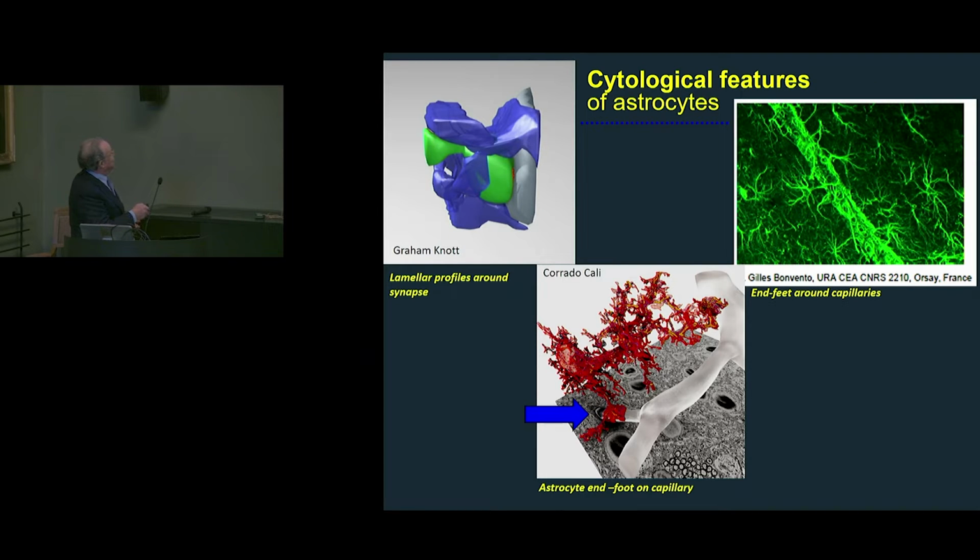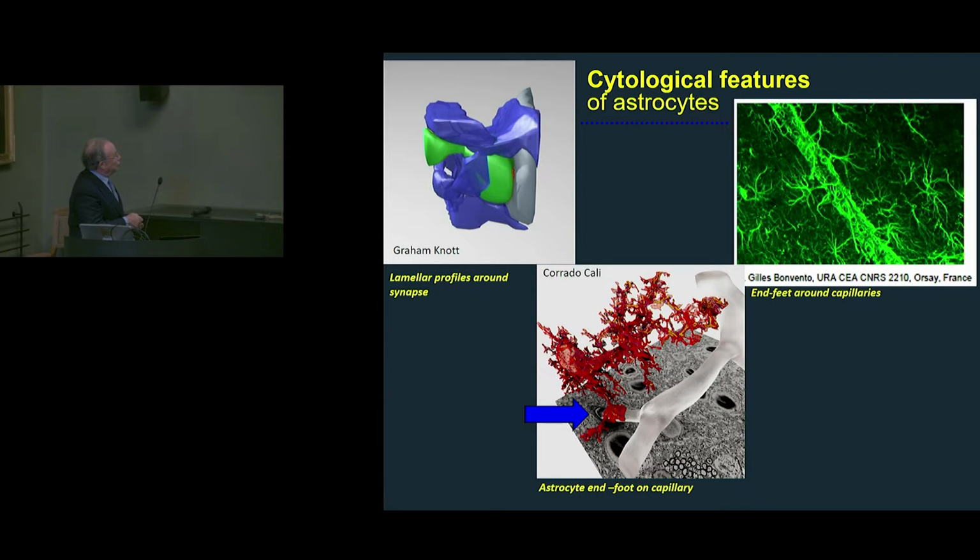These are more modern pictures. This is actually a 3D reconstruction of a synapse, the contact between neurons. And this is the presynaptic profile, the postsynaptic, and here in yellow and blue are some processes from astrocytes that somehow ensheath the synapse. This is a dynamic ensheathing, but it shows how close they are to the action. So the astrocyte can sense when synapses are active.